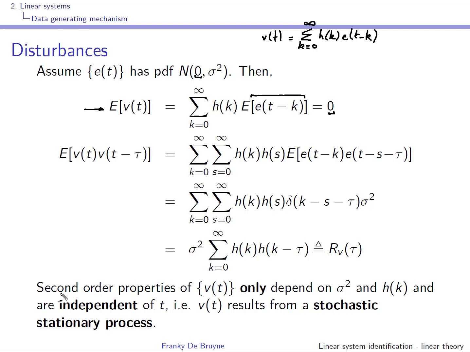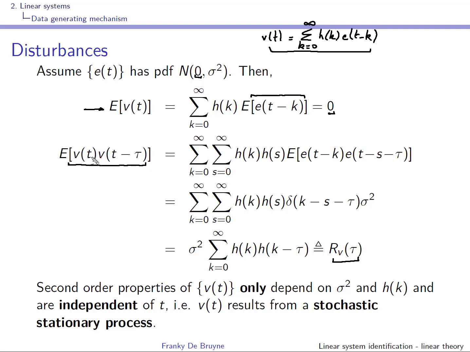So we'll be interested in the second order properties of v of t. We want to compute the autocorrelation function, which is a function of tau. This is the expected value of v of t times v of t minus tau, right? So this autocorrelation function will be a function of tau. What we'll do is compute this product over here, and again we'll use this equation. We cannot use the index k once, we have to use it a second time, so we'll use another name, and we'll use s over here.